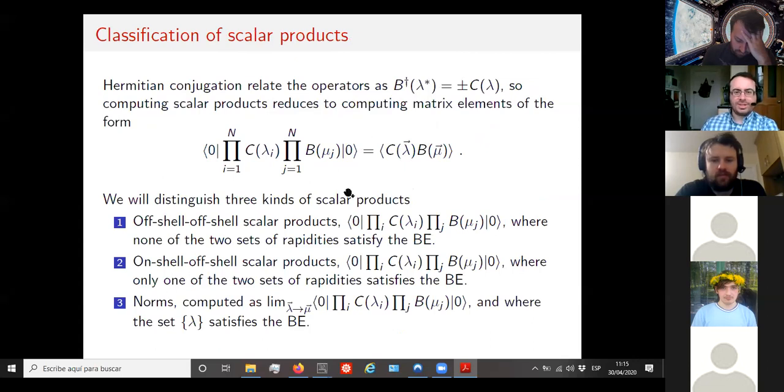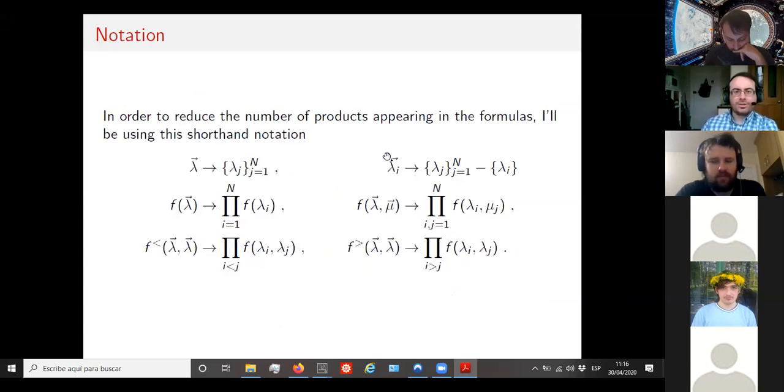And I'm going to distinguish three kinds of scalar products. The off-shell scalar products, where both sets of rapidities do not have to satisfy the Bethe equations, so they are arbitrary complex numbers. The on-shell-off-shell scalar products, where one of the two sets is going to fulfill the Bethe equations, and norms, where I'm going to take the limit where both sets are the same, and this set is going to satisfy the Bethe equations.